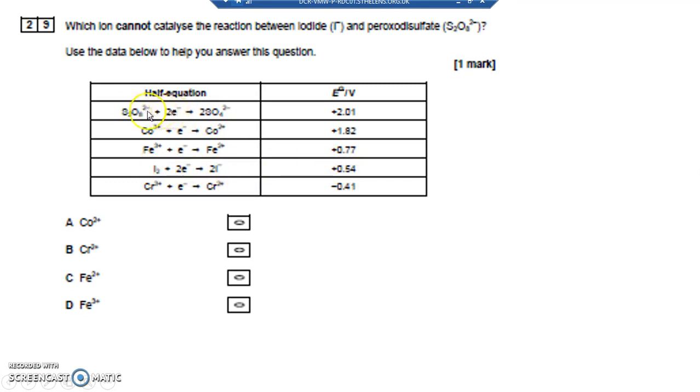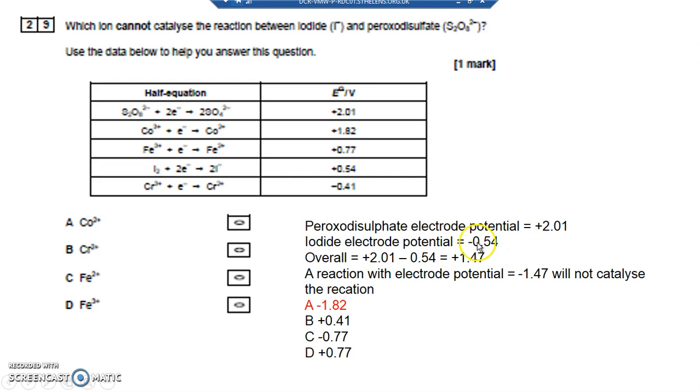My peroxidisulfate is going in the right direction. Here it is as a reactant, making 2SO4 2 minus. That's plus 2.01. So I'm going to add these two together, plus 2.01 minus 0.54. So the electrode potential for this reaction between the two is plus 1.47. Now I've got another ion which is going to catalyse it. Let's have a look at the possibilities.